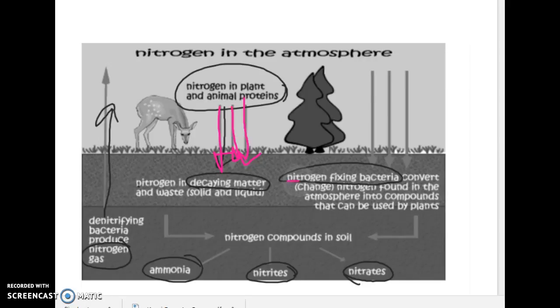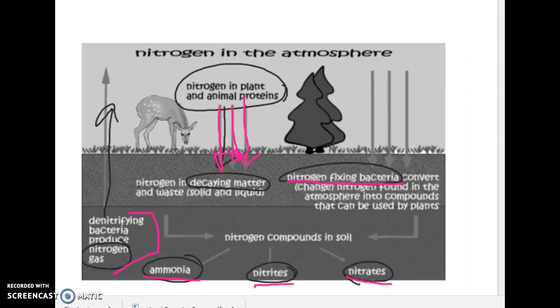So there's actually in the soil, there's nitrogen-fixing bacteria that convert or change that nitrogen found in the atmosphere into compounds that actually can be used by plants. And this is really, really important. This is the different forms of nitrogen that we find in the soil: ammonia, nitrites, and nitrates. So this nitrogen-fixing bacteria is really important in converting that into a usable form, and then we also have denitrifying bacteria that produce nitrogen gas.